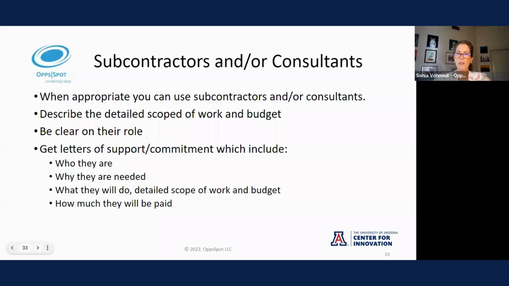Sometimes during due diligence, they'll also go and ask, well, why are you using this consultant or subcontractor? Make sure that you have background quotes, or enough evidence to support why you're choosing someone over someone else, and that the price they're going to charge you is competitive. Next slide.